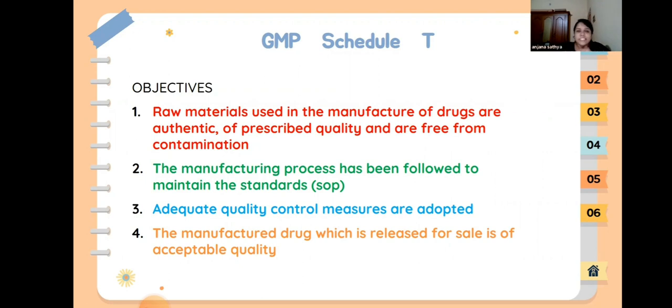Next is the objectives of GMP. There are 4 objectives of GMP. First, the raw materials used in the manufacture of drugs are authentic, of prescribed quality, and free from contamination. Second, the manufacturing process has been followed to maintain standards. So there has to be an SOP to manufacture each drug, and adequate quality control measures are adopted. So there has to be in-process quality control analysis, raw material quality control analysis, and the final finished product has to go through a strict quality control analysis. The fourth one is that the manufactured drug which is released for sale is of acceptable quality. So these are the 4 main objectives of GMP.